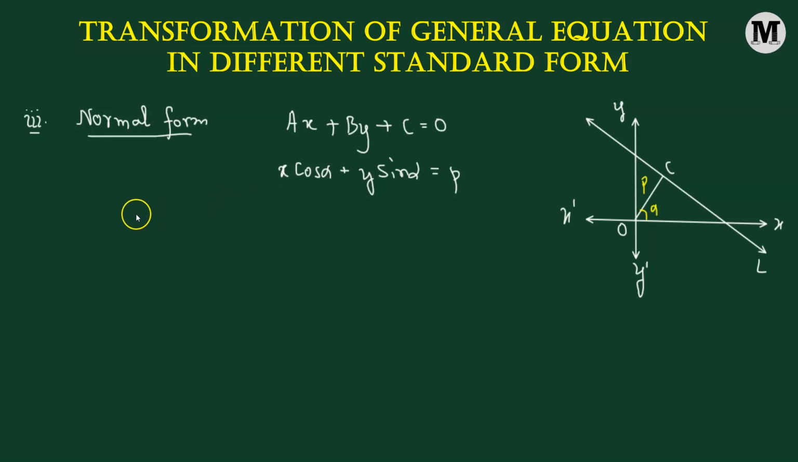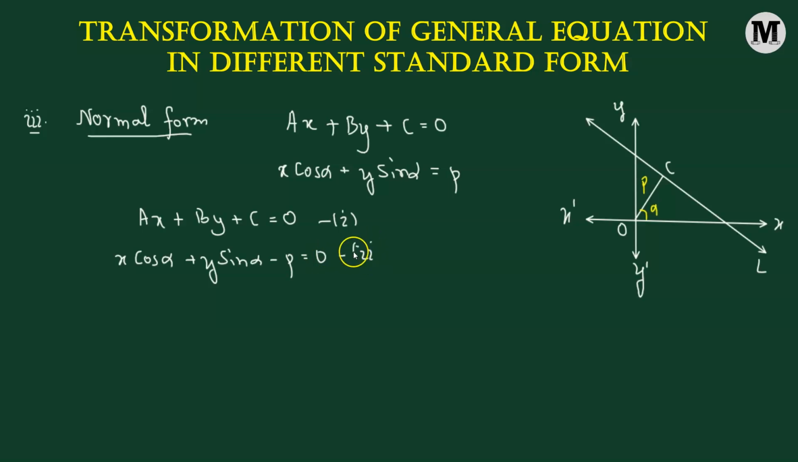We'll start with the equation ax plus by plus c equals to 0. Let's call it equation number 1. Then the second equation can be expressed as x times cosine of alpha plus y times sine of alpha minus p equals to 0.